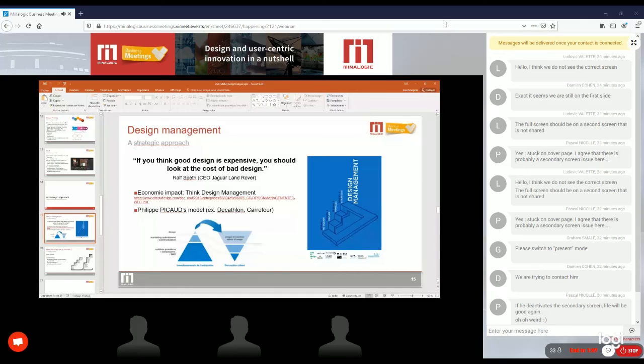We have to understand what is the value that the client perceives to make the investment equivalent to this perception. So Philippe Picot demonstrates that we have to invest more in design to be able to answer more to the perception of the client before investing in how we do that.